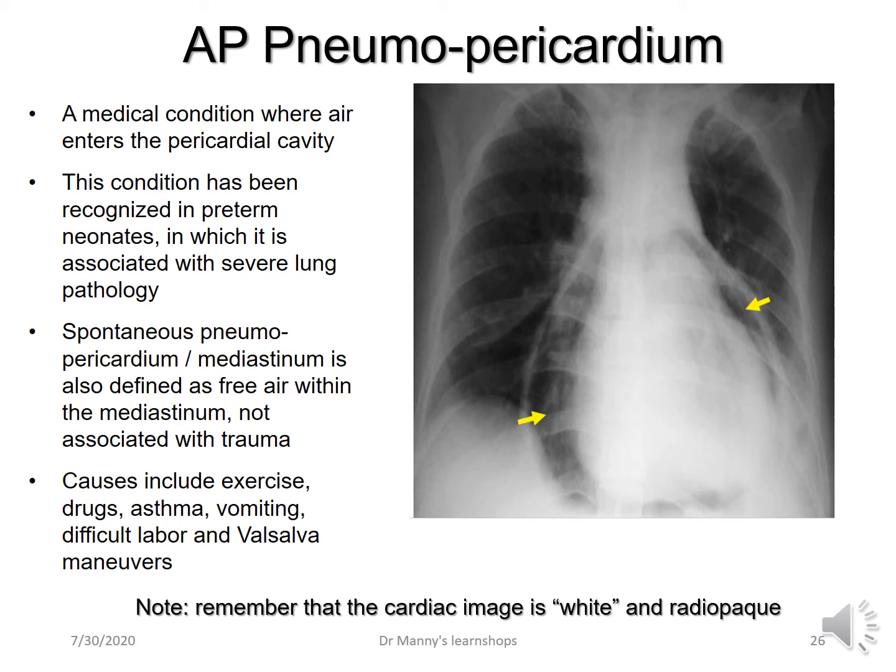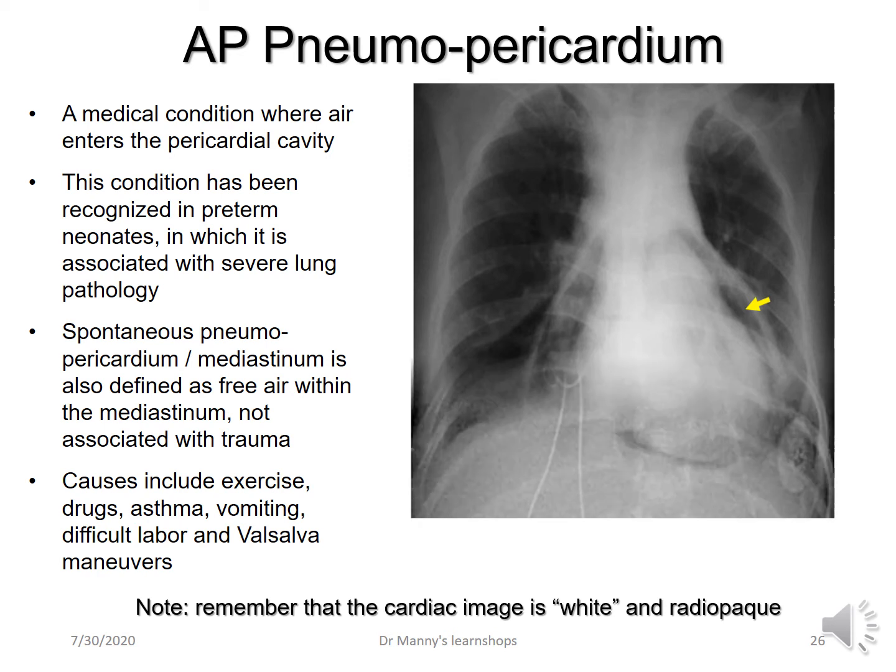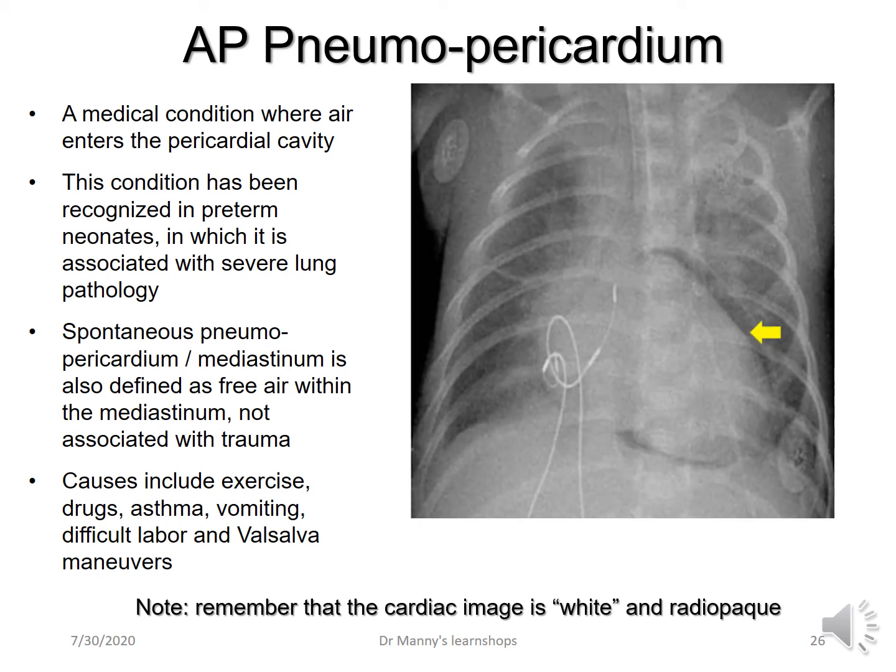Now remember that the cardiac image is white because the heart is tissue. It's full of blood. It's radio-opaque. It shouldn't be black. If it's black, then you've probably got air within the pericardial sac. Here's an example of pneumopericardium.